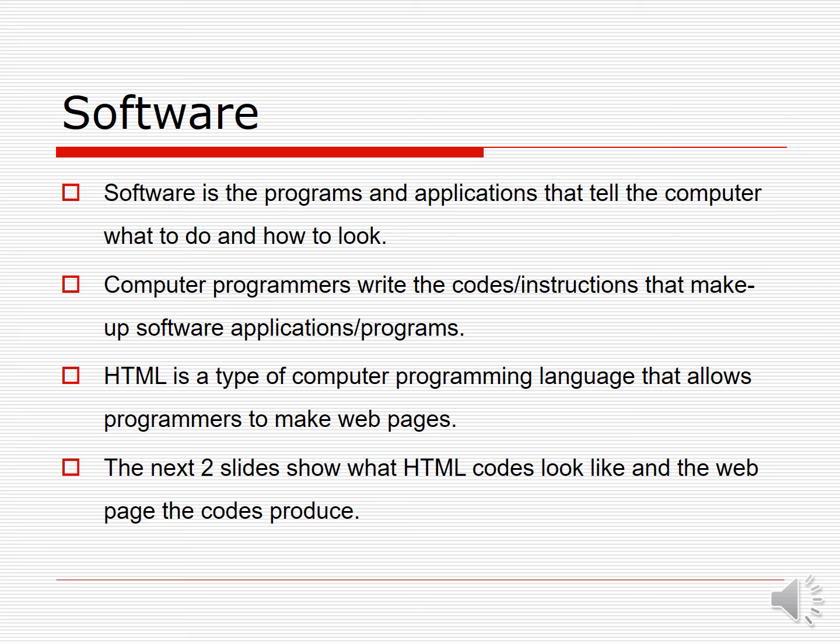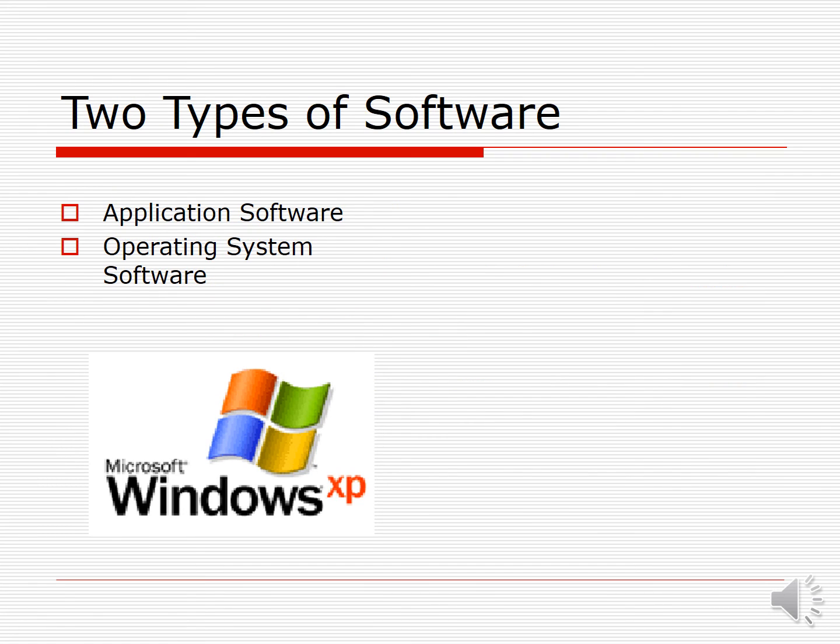HTML is a popular type of computer programming language that allows programmers to make web pages, such as the web pages we see on Google and every other search engine. The next two slides will tell us more about HTML and what it is being used for, among many others. We have two types of software.